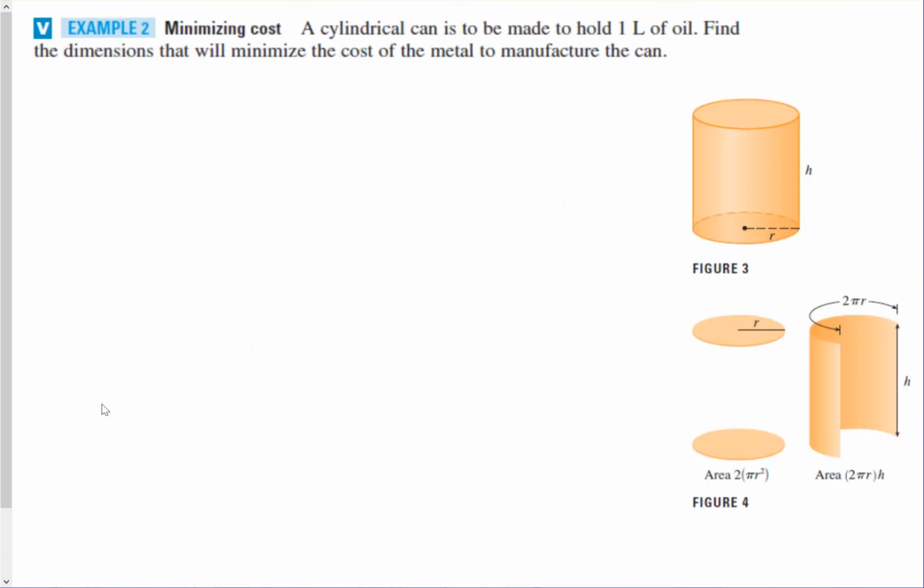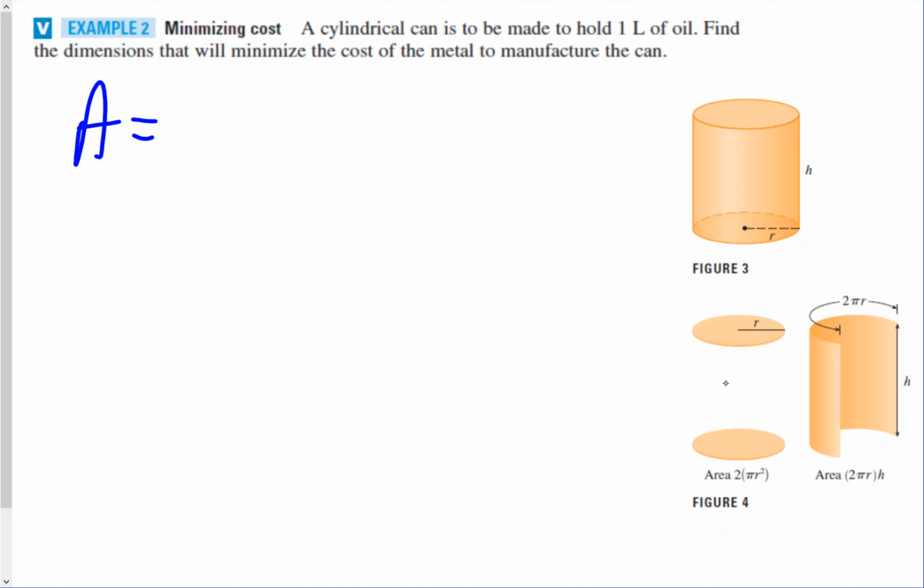Minimizing cost. A cylindrical can is to be made to hold 1 liter of oil. Find the dimensions that will minimize the cost of the metal to manufacture the can. So to figure this out, we draw the can. We have a figure here of the can. And we want to minimize the cost of the metal to manufacture the can. So the cost of the metal means we have metal for the top, the bottom, and for the side wall. That area of metal is what we're trying to minimize.